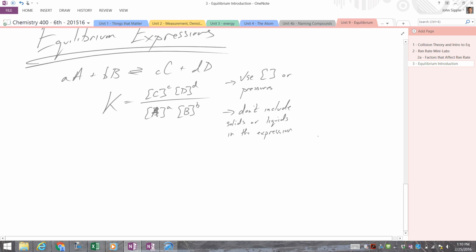Okay, if they're gases or they're aqueous, you put them in there. If they're solids or liquids, we aren't going to put them in there. All right, so let's do a couple of examples here.